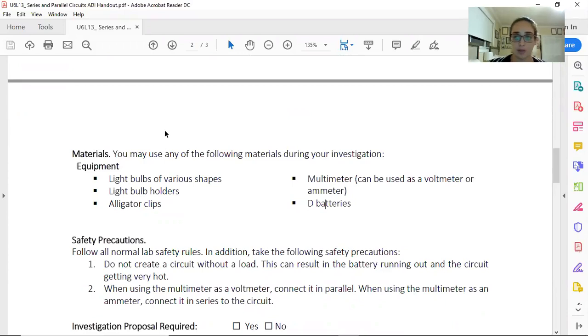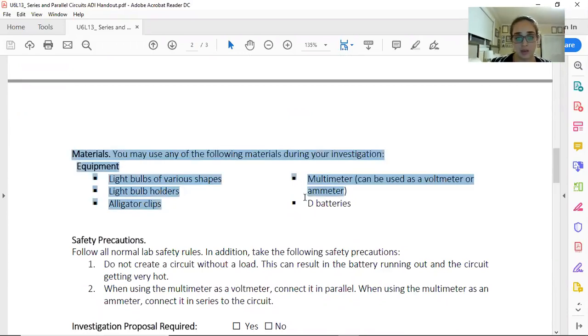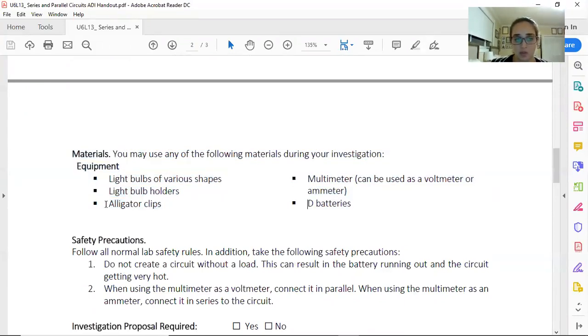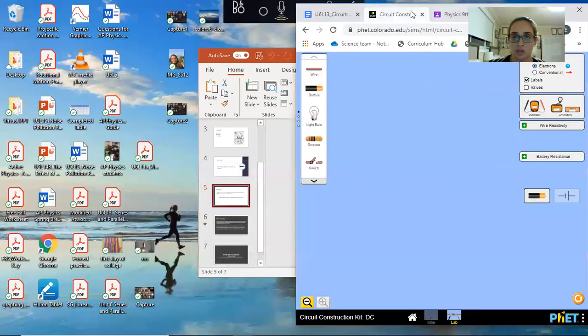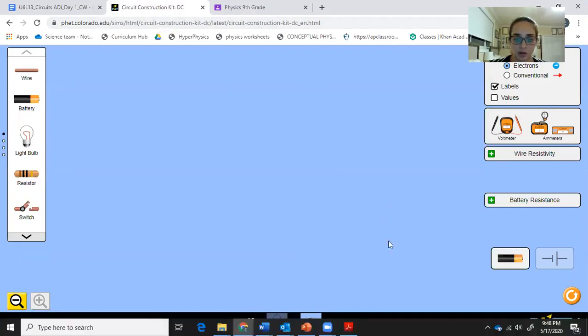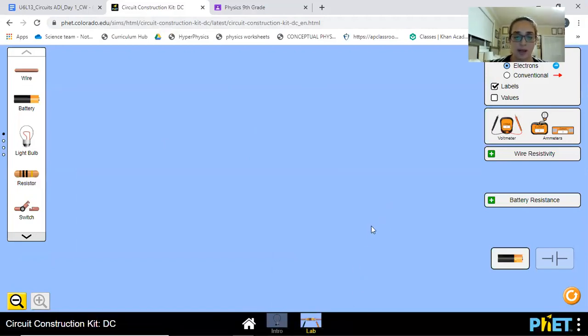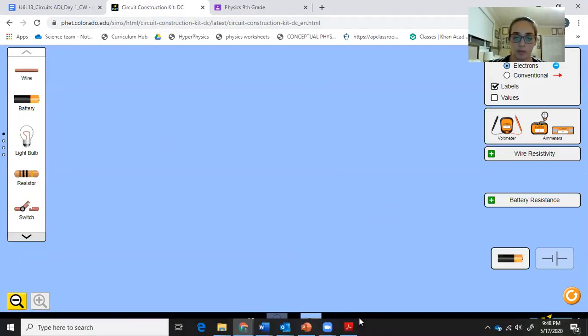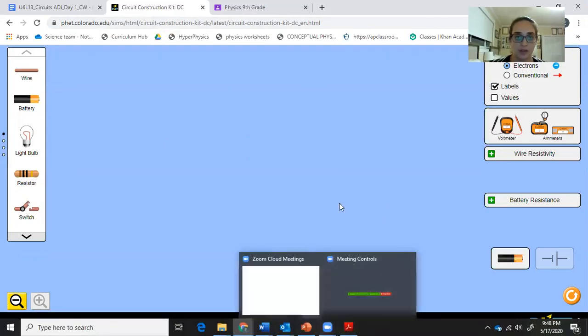Just as a reminder, because we can't do this in person, we're going to be using a PhET simulation that has access to all these different things. We won't be needing clips or that kind of stuff, because we're just going to be using the PhET simulation that we've been using this whole time to help guide our investigation. Once you're done reading, press play to come back, and we'll go over building the proposal. Press pause now.